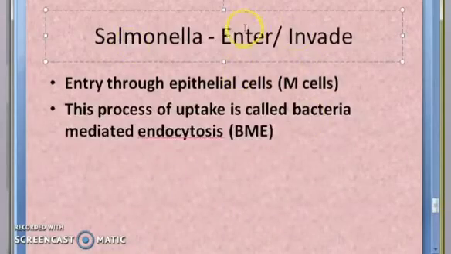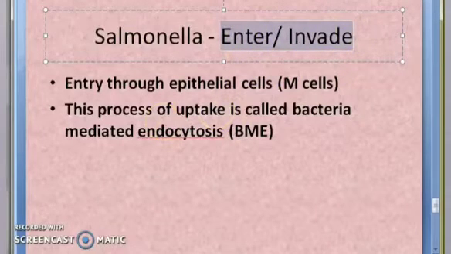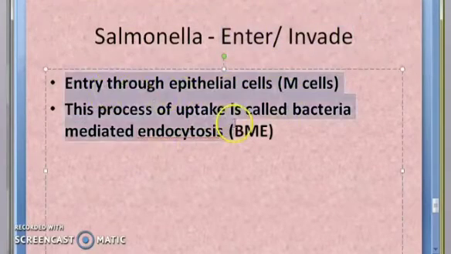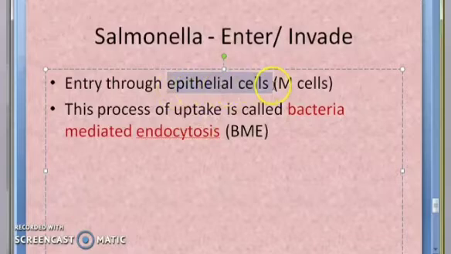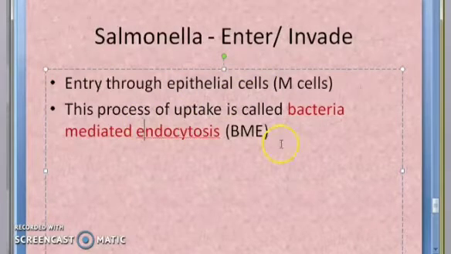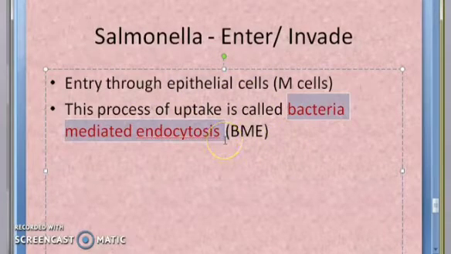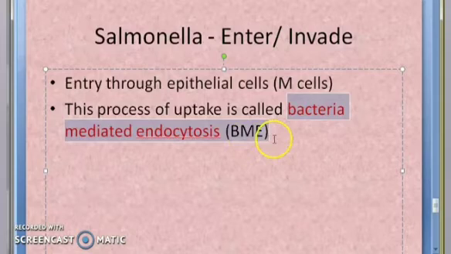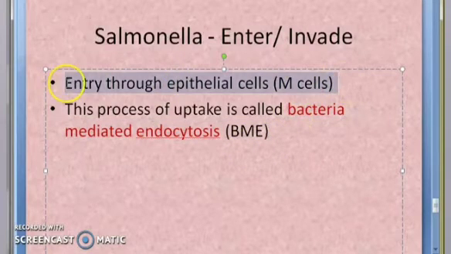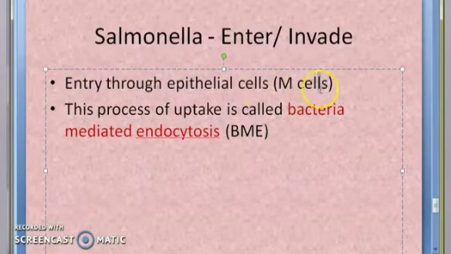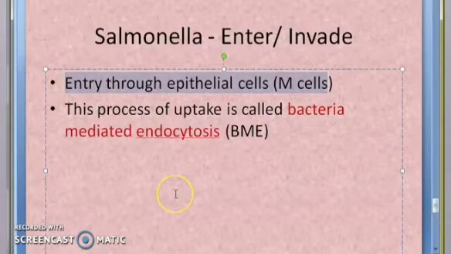Now how does the Salmonella enter or invade? How do these bacteria enter our body? So now what happens, it is going to enter through the epithelial cells or the M cells, okay, and they are uptaken via bacteria mediated endocytosis, BME. Just learn more about these. So the first step here, entry through epithelial cells, M cells, lining the intestinal mucosa.